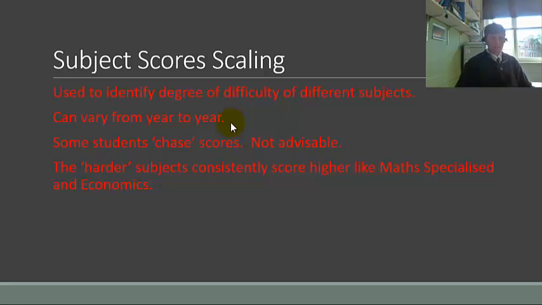Some students think they can chase scores, if you like. It's not advisable. My advice still is to do the subject because you need it or you want to do it. But there's been some consistently higher scoring subjects like maths specialised and economics, which score usually around 25 or so.